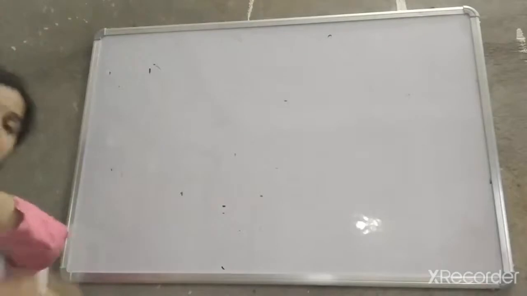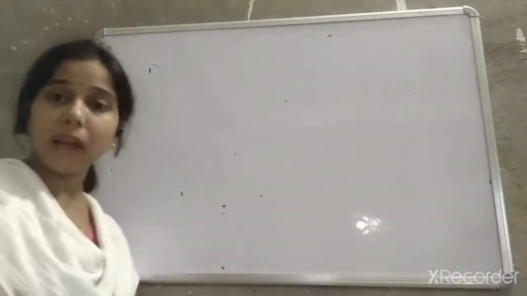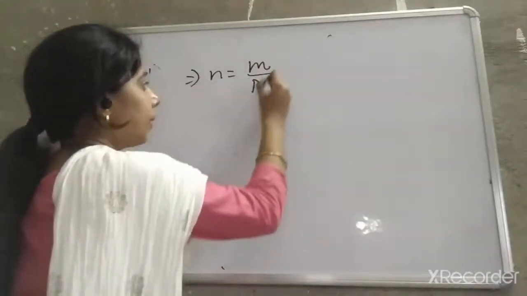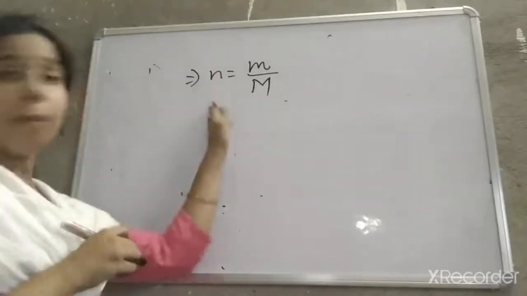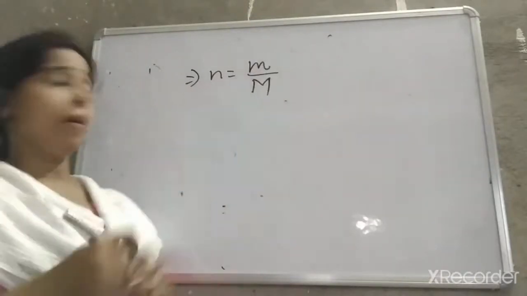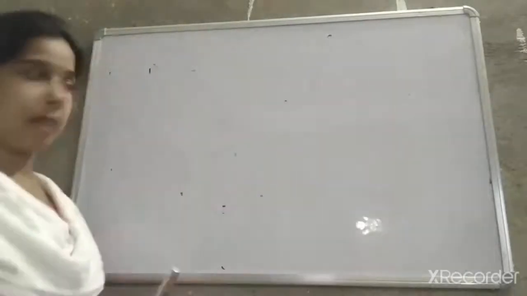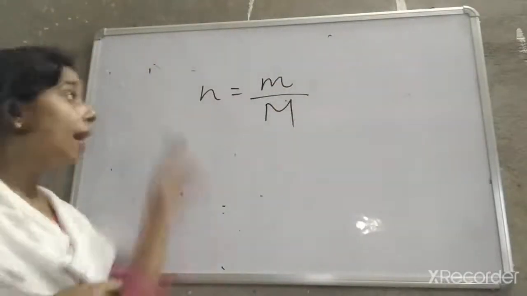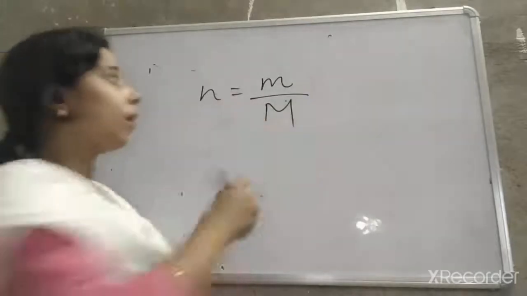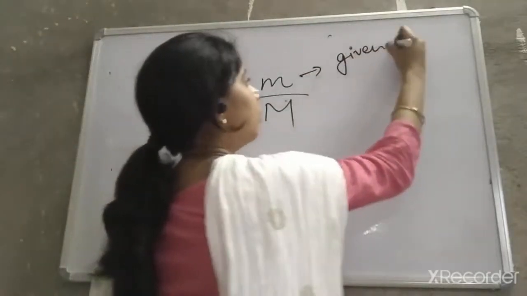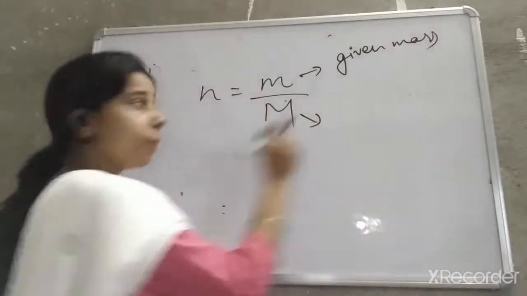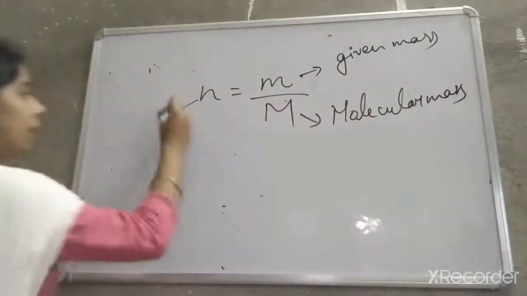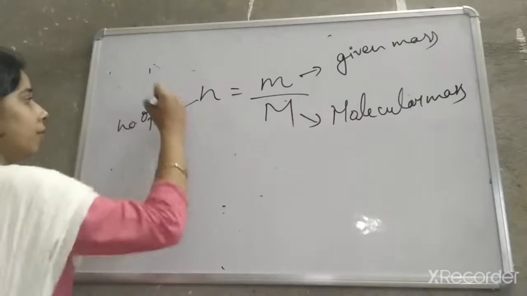The first relationship, between the mole and the mass, is n equals small m upon capital M. It means number of moles equals given mass upon molecular mass. n equals m upon M. Here n is the number of moles, small m is the given mass, and capital M is the molecular mass.